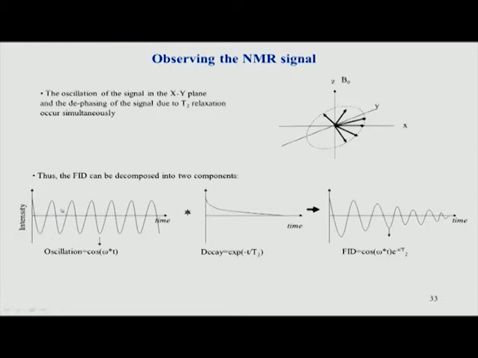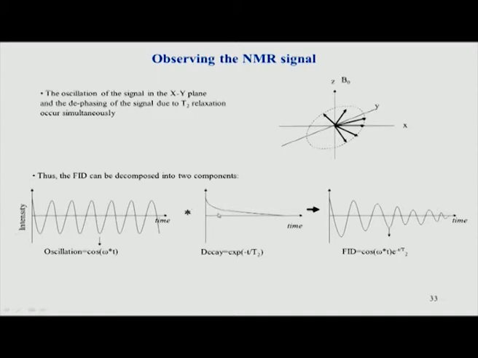You have an oscillation which is going around. At the same time there is a decrease in the amplitude, and this decrease is because of the spiraling, or the T2 relaxation which I showed in the previous slide. The spins are essentially spiraling along the z axis, so their x and y components are decreasing in time. That is shown as an exponential. This is typically an exponential decay.